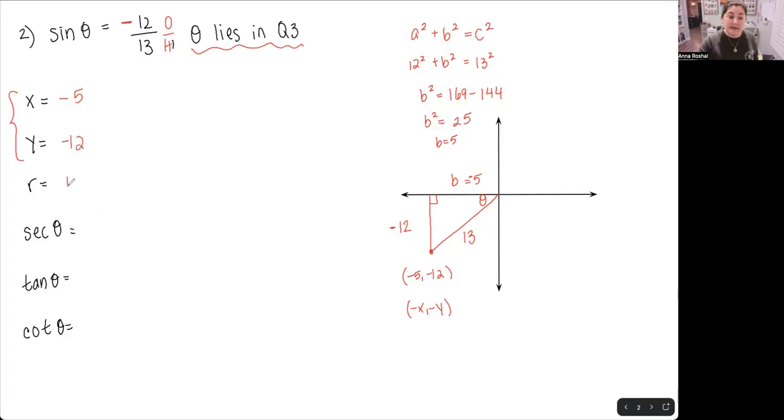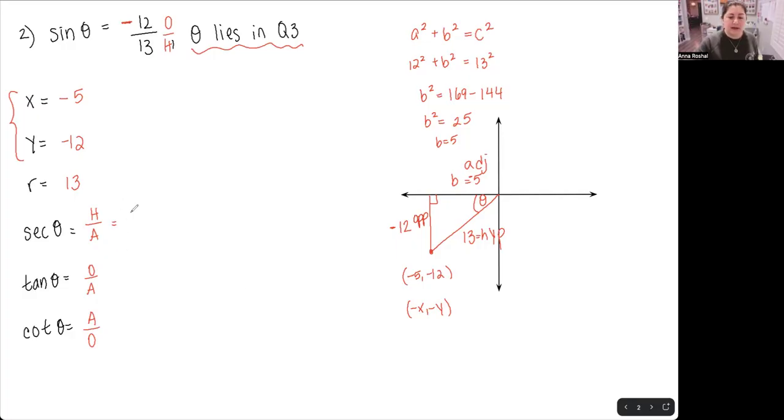My radius is 13. So now I need to fill in secant, tangent, and cotangent. I know secant is the reciprocal of cosine, so it's going to be hypotenuse over adjacent. I know tangent is opposite over adjacent, and cotangent is adjacent over opposite. So now I can look at here and say, my hypotenuse is here, my adjacent is here, and my opposite is here. Should probably write that out.